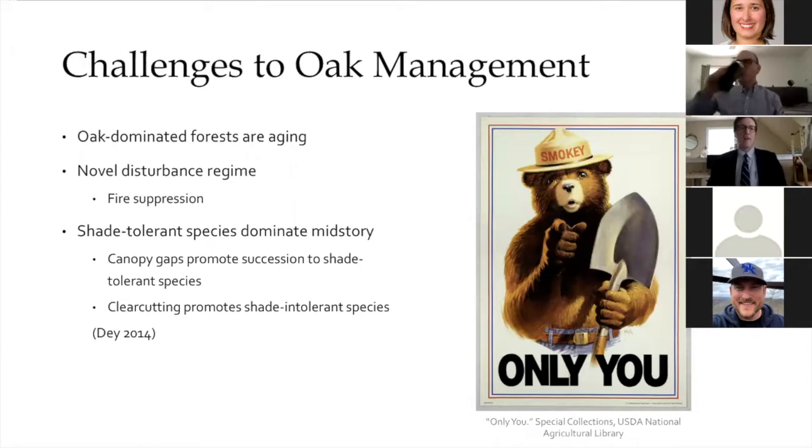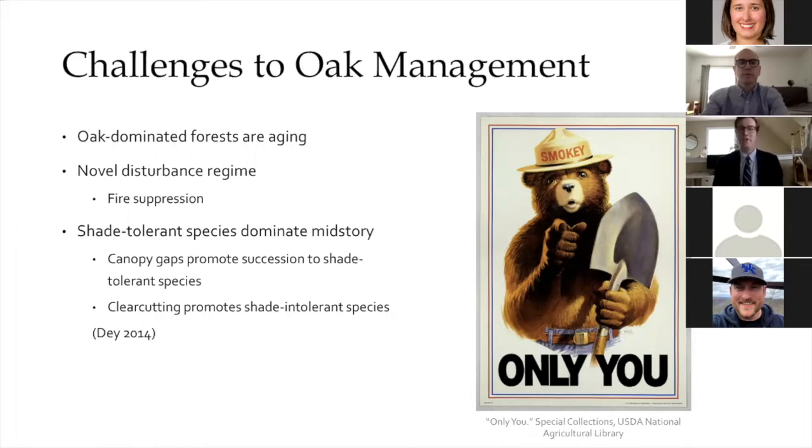So I'm going to be pretty brief here and ignore some of the complexities, unfortunately, of the challenges that we face. But to put it briefly, the oak-dominated forests across the eastern US are aging and under a new disturbance regime that's marked by fire suppression and higher canopy densities. Shade-tolerant species have proliferated in the mid-story.